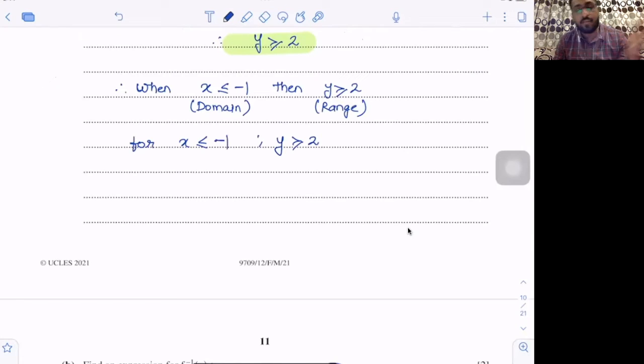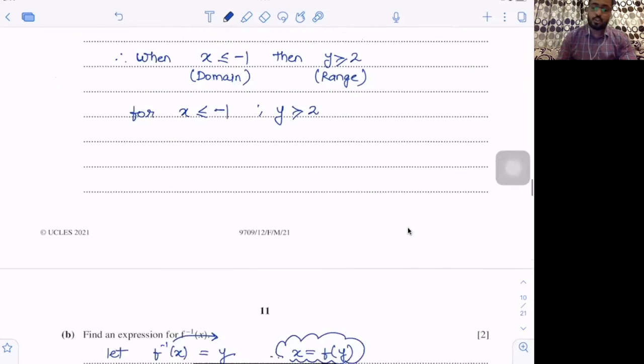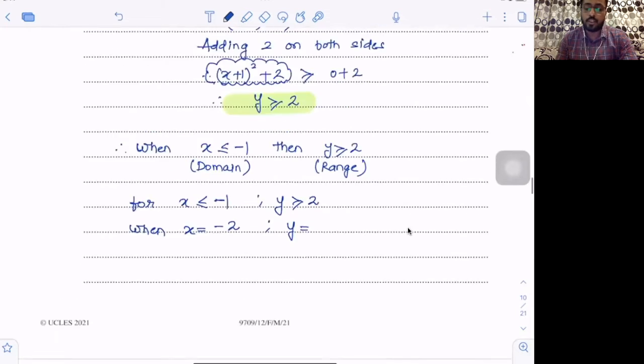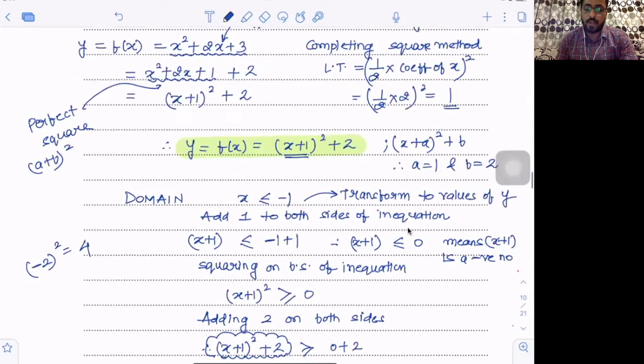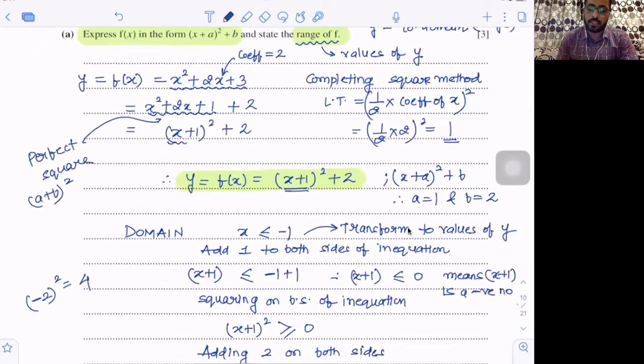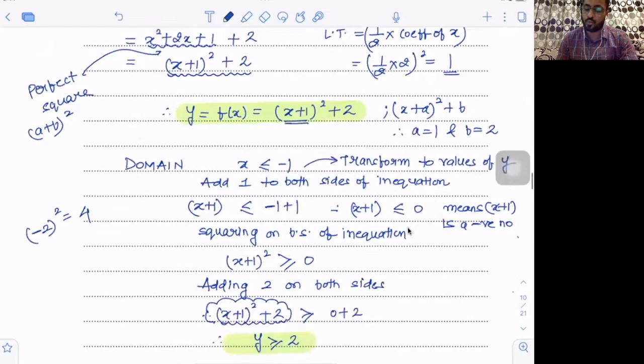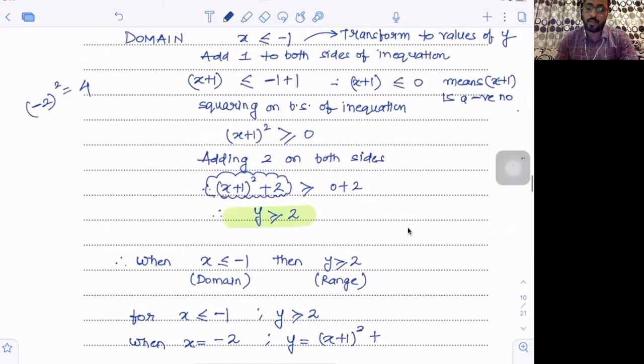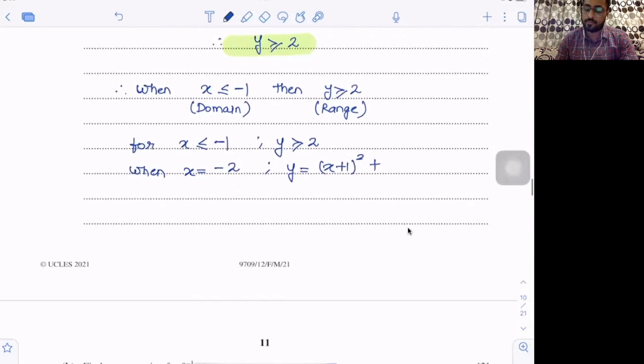You can take any value that you want. Just don't take minus 1 and 2 because they are the boundary values. So let's take any other value of x. Let's take some number which is less than minus 1, maybe I can take minus 2. When x is minus 2, what would be the value of y? So I know y is this, right? x plus 1 the whole square plus 2.